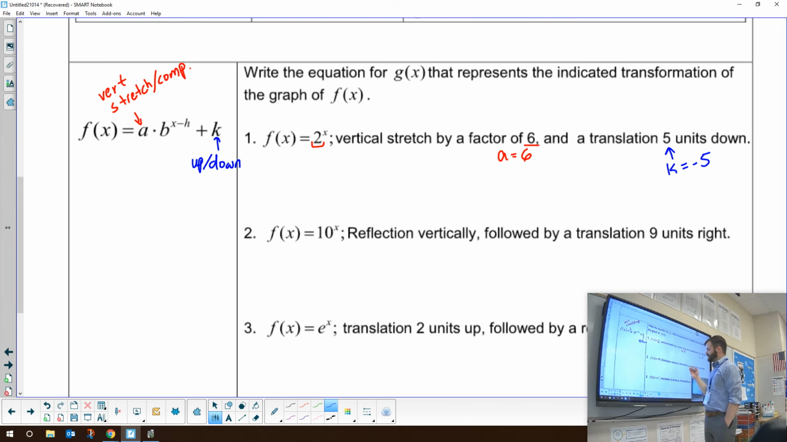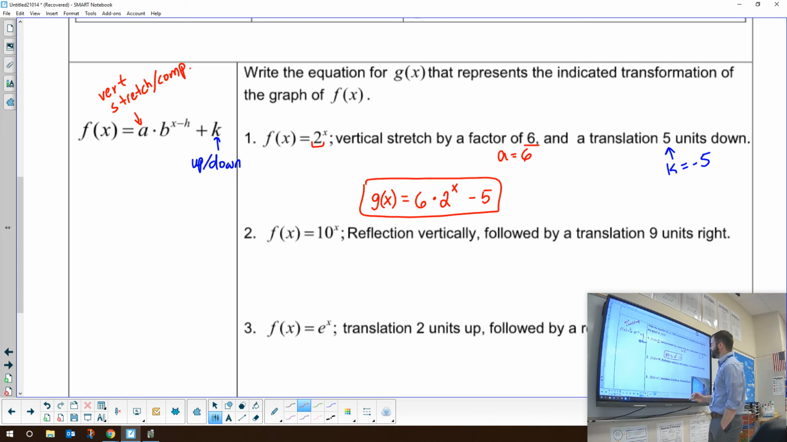So nothing else is here, so we can write out my equation. Start off, we're going to write g of x. We're just changing my f of x to g of x, showing that it's a new function. So we're going to go g of x equals, now my a is 6, so it still goes out in front. And I have 6 times 2 to the x. Now, I don't have an h that needs to go inside with that x, so we just leave it as 2 to the x. So we have 6 times 2 to the x, and then we are going to have this -5 here on the end.